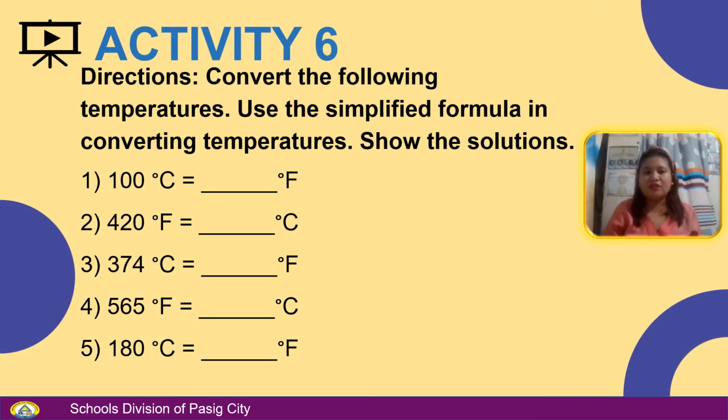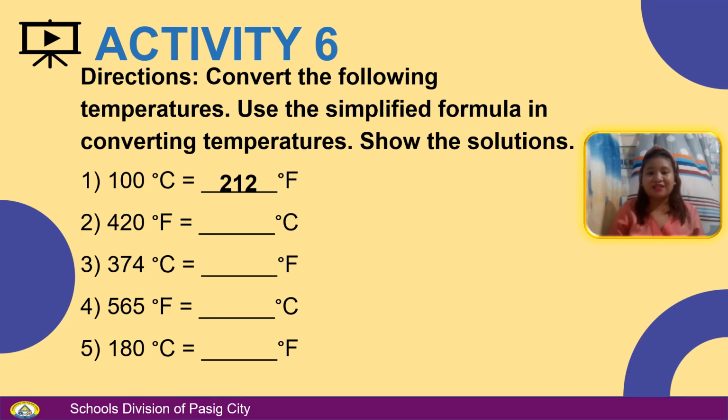For your Activity Number 6, convert the following temperatures. Use the simplified formula in converting temperature. You can show your solution on a piece of paper. Number 1, 100 degrees Celsius equals blank degrees Fahrenheit. 212 degrees Fahrenheit. Number 2, 420 degrees Fahrenheit equals blank degrees Celsius.